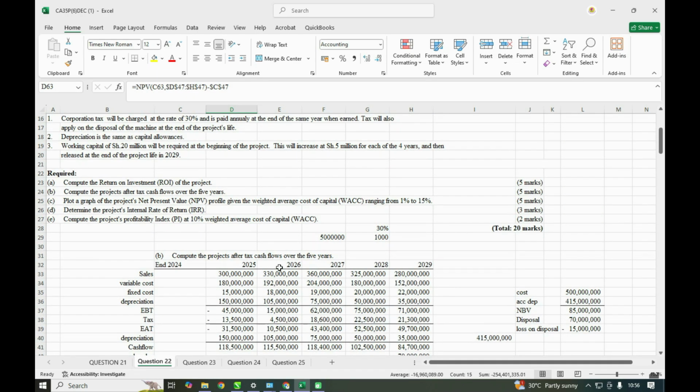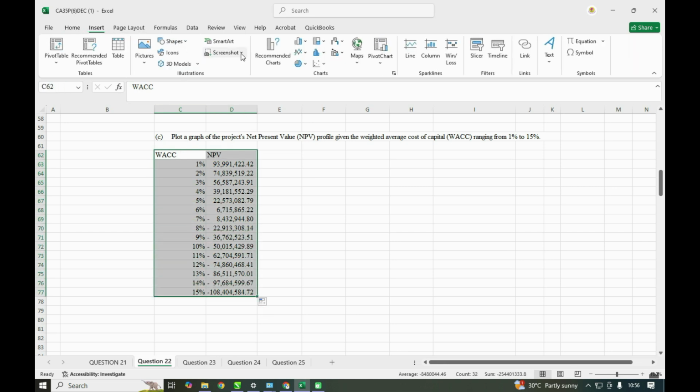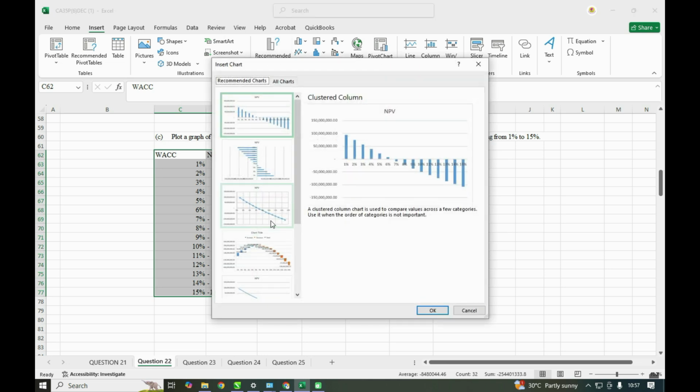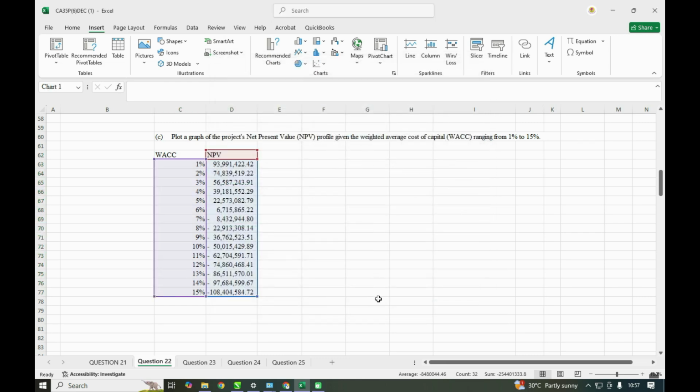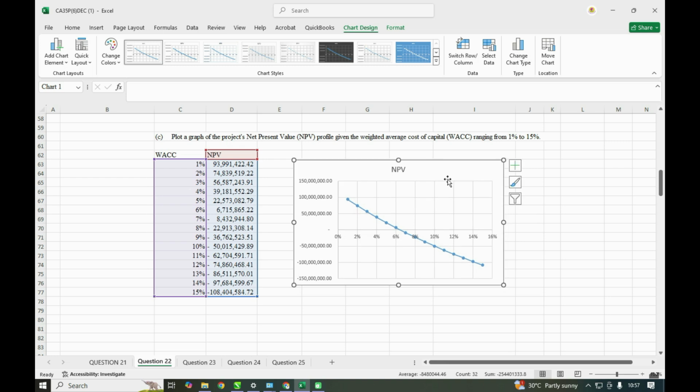1 to 15, 5 marks again. Yeah, 5 marks for this one. So I'll highlight this and we insert the recommended chart, and here we shall take this for the NPV. We shall use a scatter. Yeah, this one that will show our NPV as a line. Yeah, that way. So that will be our NPV.